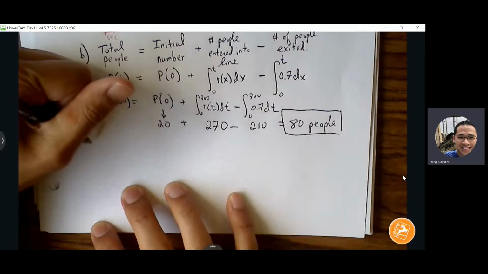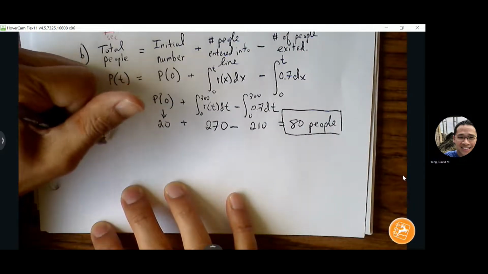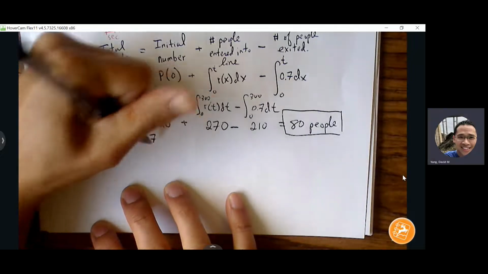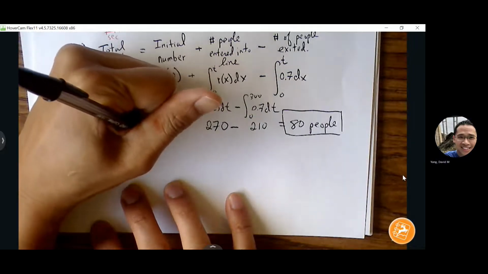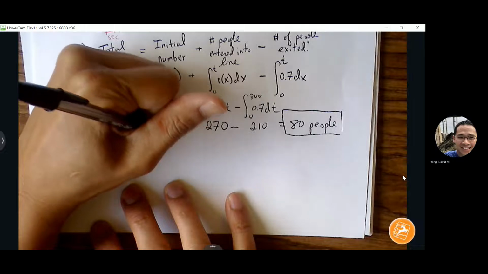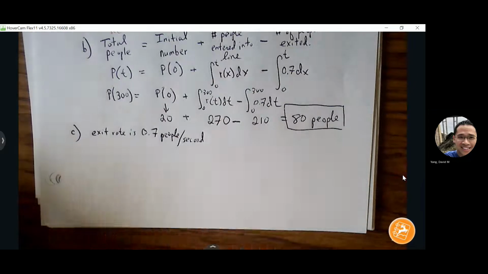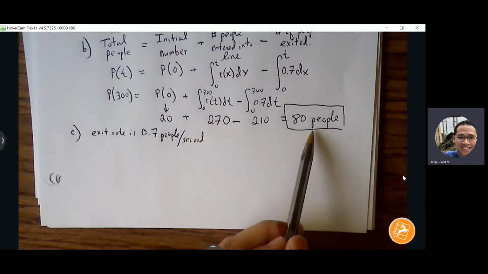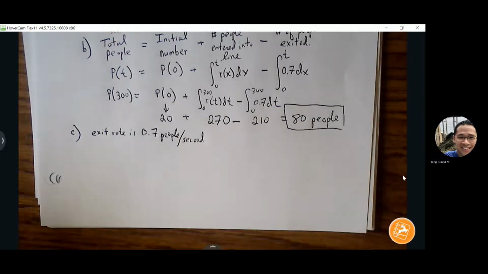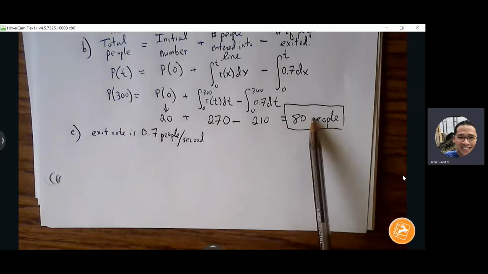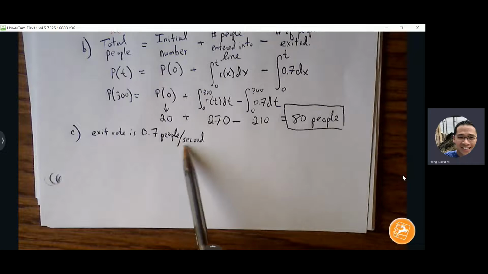So we know the exit rate is 0.7 people per second. I want to clear out 80 people. So I can do this, right? 80 people divided by 0.7 people per second, I'll be left with the time.